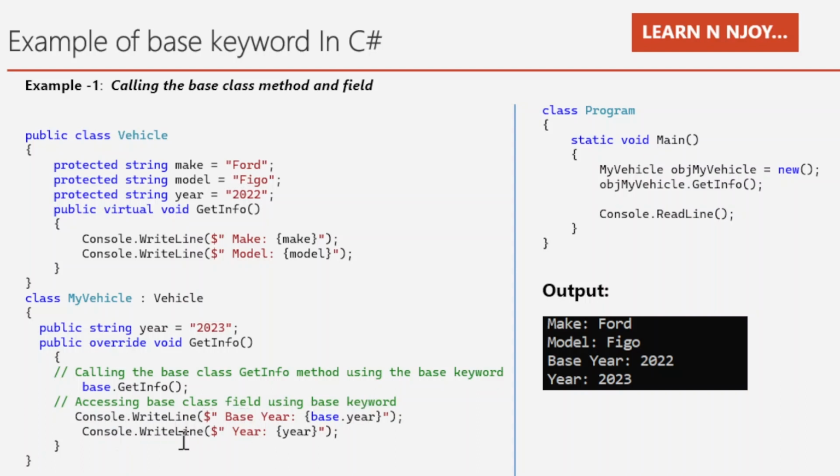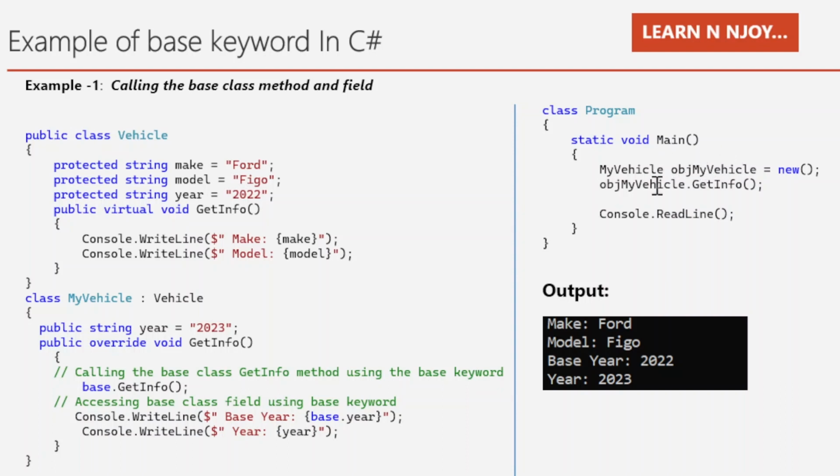And if you notice, without the base keyword, I'm just writing year. Whatever year is defined in this MyVehicle class as a string variable, that value we are going to get if we write like this, and then we are printing it with the Console.WriteLine statement. Okay. So now there is a class named Program. It has the Main method, which is the entry point of this application. Here I am just creating an instance of this MyVehicle class.